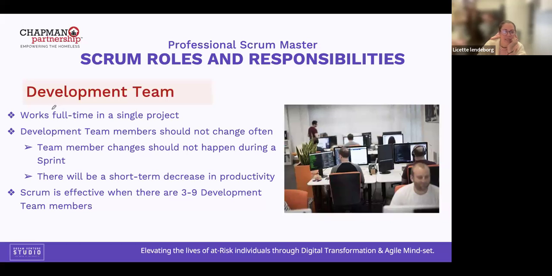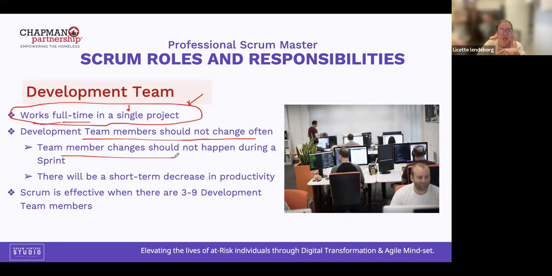All right, so development team. The development team works full-time in a single project. I think, O'Neill, you asked me that last week. You see, we work full-time in one project. The development team members should not change often, because it could decrease the productivity of the team. So team member changes should not happen during the sprint. It can affect the productivity.